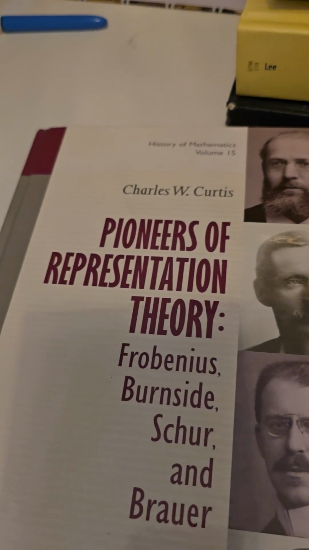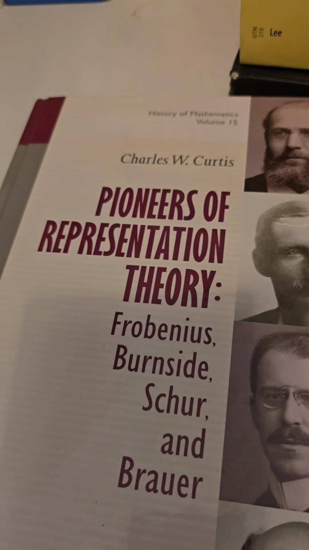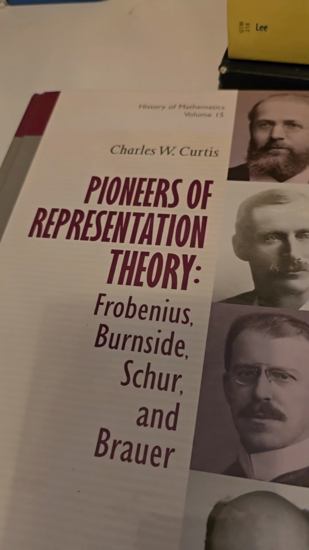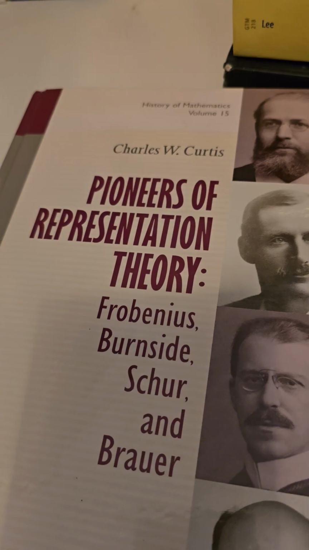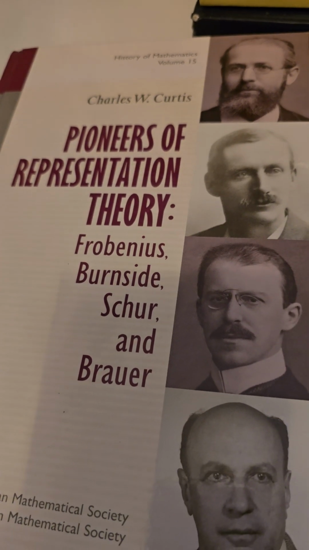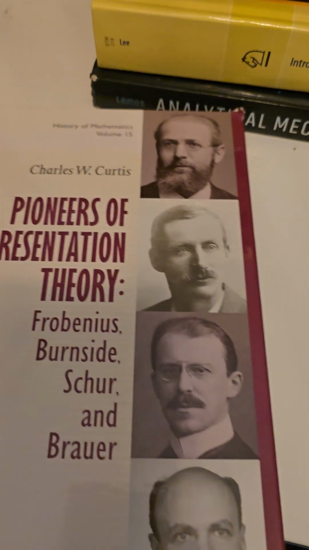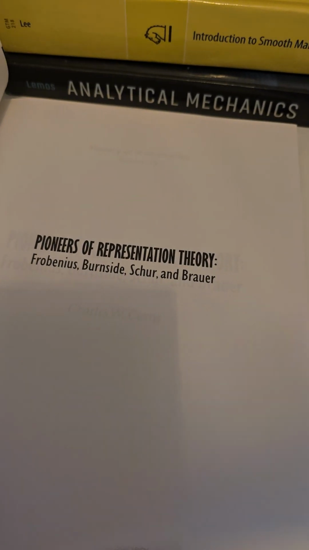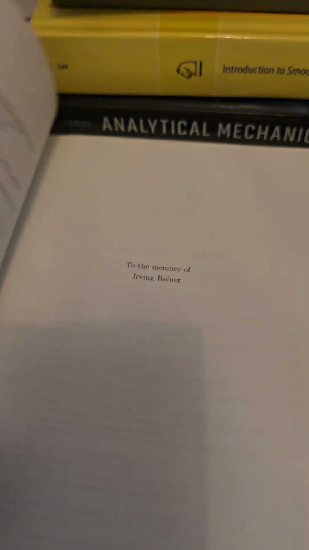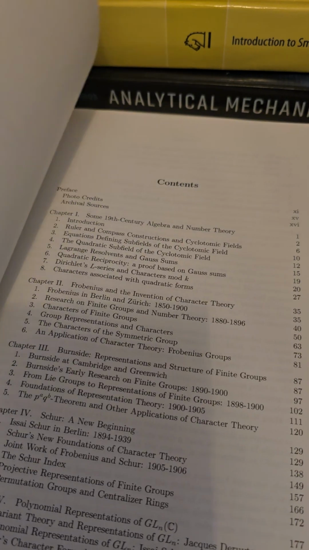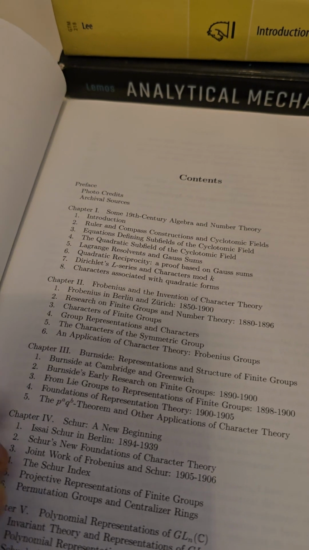The next book is a book on representation theory. Charles Curtis, Pioneers of Representation Theory: Frobenius, Burnside, Schur, and Brauer. This is actually a book on the history of representation theory, but it also does representation theory historically motivated as well. So it is also a textbook on representation theory, taking the history into account.